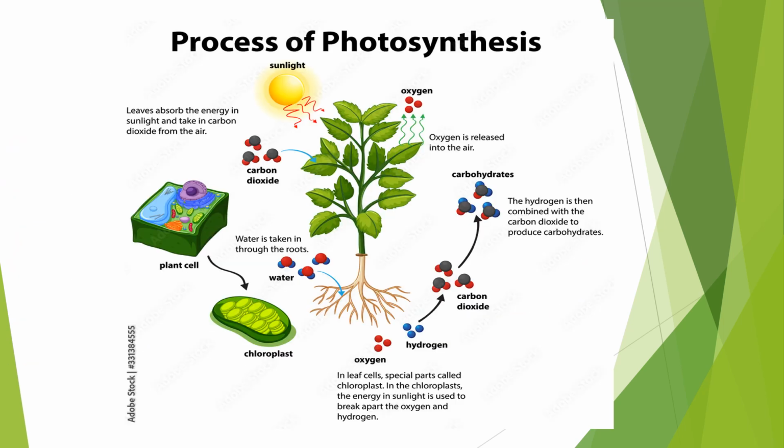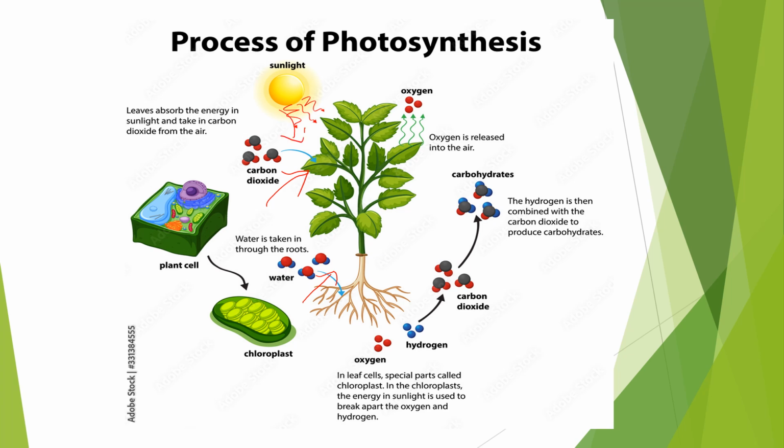So let us try to understand the process of photosynthesis with the help of this diagram. What is happening? First of all, water is absorbed through the roots. It is taken up through the root system, and carbon dioxide is taken up from the atmosphere. Both are reaching the leaves. And light is absorbed.